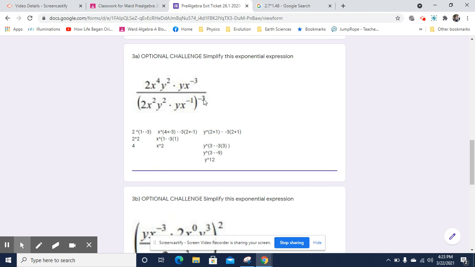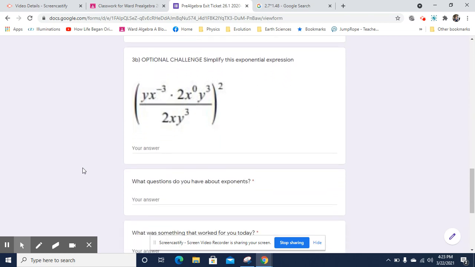Okay, so now I've got all that together. I've got 4x squared y to the 12th. I'll give it a little space. And that's our answer: 4 times x squared times y to the 12th. If you said 2 squared for 4, that's fine as well.